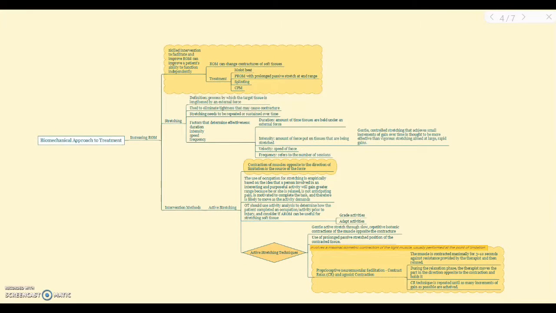Now the biomechanical approach to treatment. It's all about increasing range of motion through stretching. So you have your active stretching. So contraction of muscles opposite to the direction of the limitation is the source of the force. And some active stretching techniques include gentle active stretching through slow repetitive isotonic contractions, and also using prolonged passive stretch position of the contracted tissue.